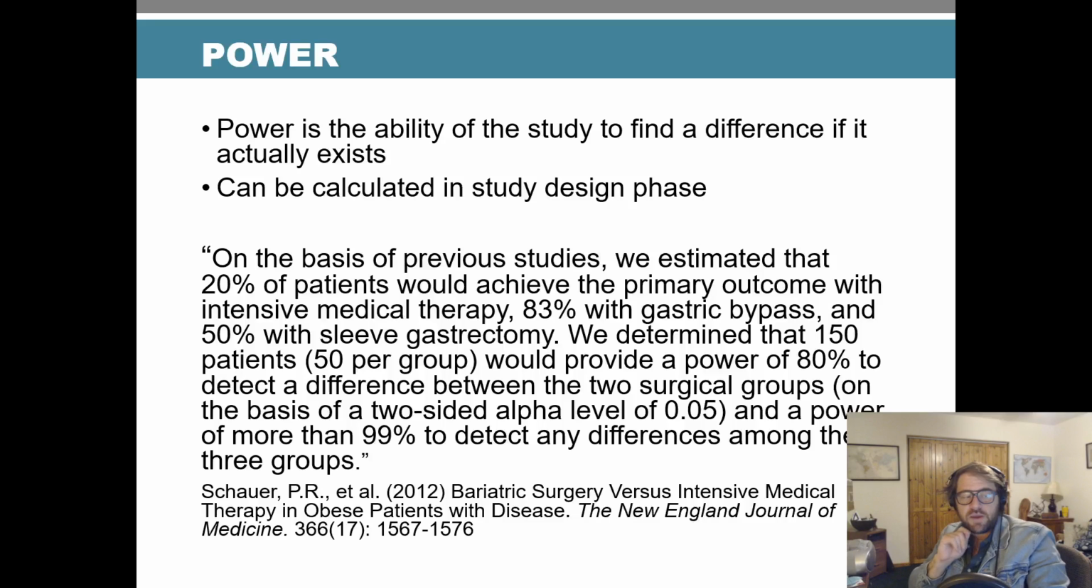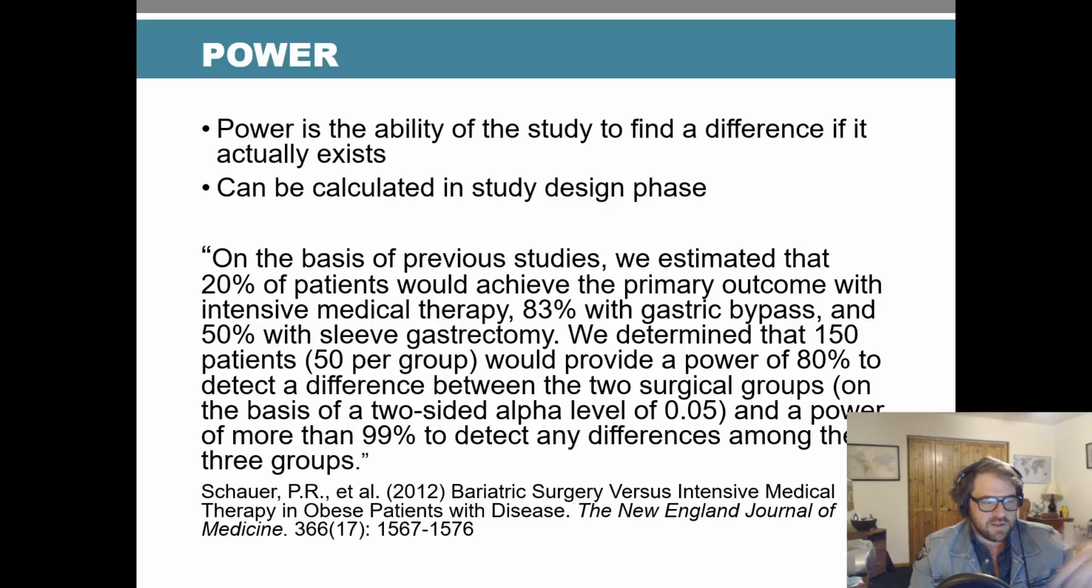Let's talk a little bit more about power. Power is the ability of the study to find a difference if it actually exists. You can calculate this in the study design phase so that you know how many participants you need to measure. And this is the kind of thing that you would see if you're pre-planning how many participants you need.